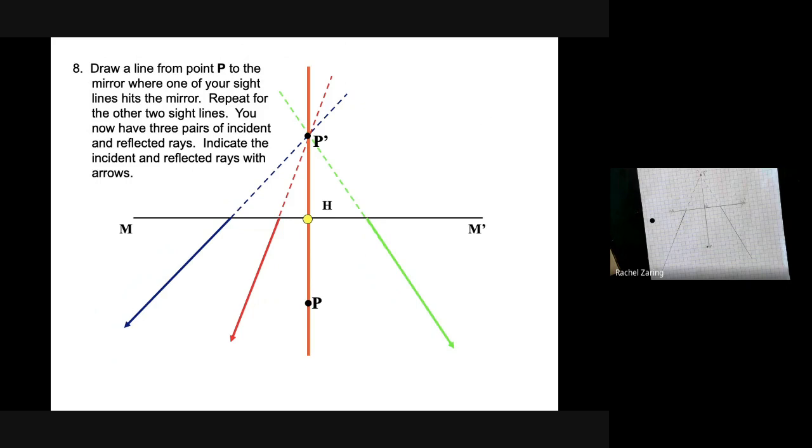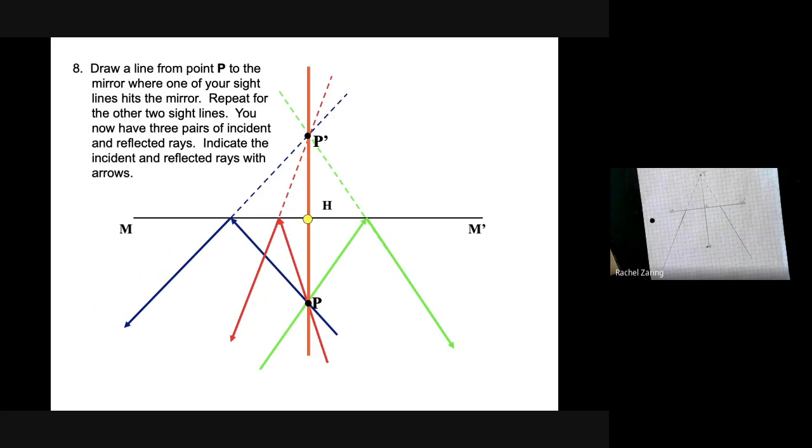So draw from point P, where the pin was in your paper, to the mirror where one of your sight lines hits the mirror. Repeat this for the other 2 sight lines. So there's the first one from P to the sight line. There's the second one from P to the sight line. There's the third from P to the sight line.